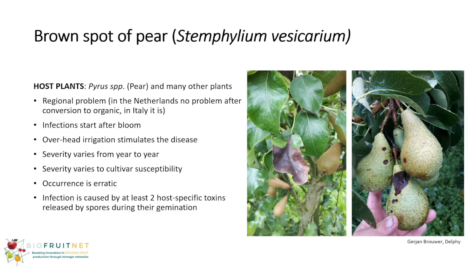The infections start after bloom. An overhead irrigation stimulates the disease. The severity varies from year to year, but also with cultivar susceptibility. The occurrence is erratic. It's not possible to predict whether the disease each year is in the same place or the same orchard. The infection is caused by at least 2 host-specific toxins released by spores during their germination.